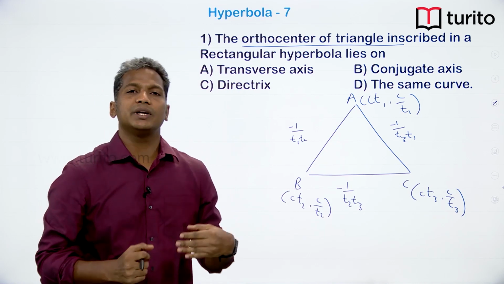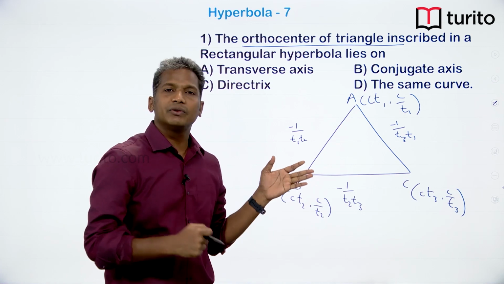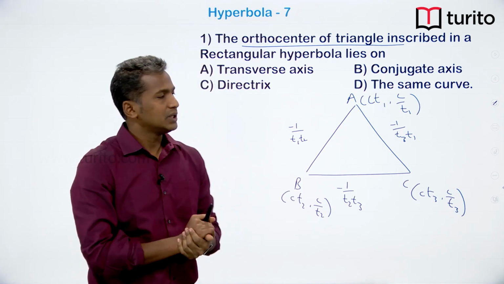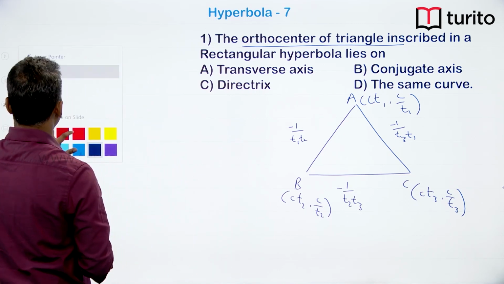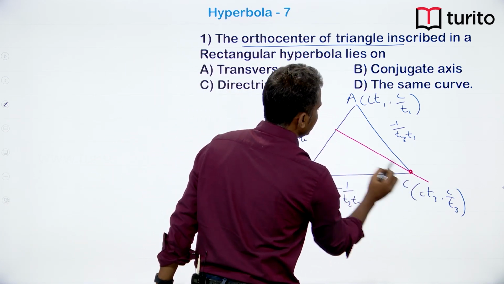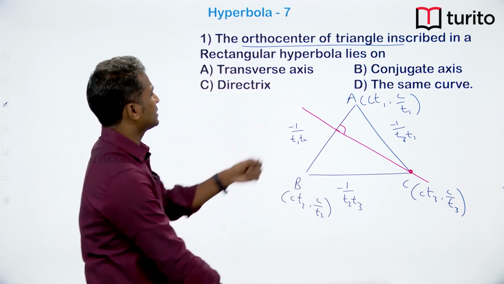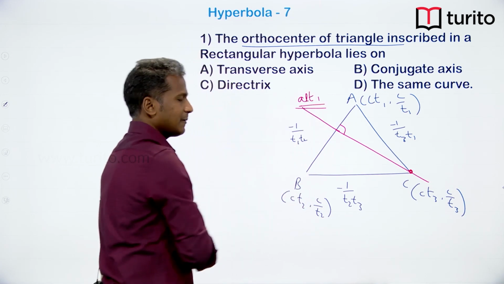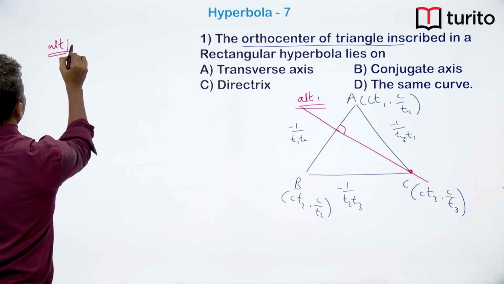Now what is the best way to find the orthocenter? To find the orthocenter, what we do is we calculate two altitudes and solve them. So for example, let us say if I want to calculate one altitude here, what is the idea? The altitude must pass through the point C and it must be perpendicular to AB. So I am taking this altitude as, let us say, alt1.